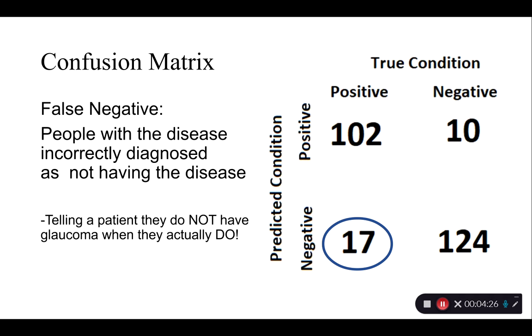Conversely, there's false negatives, people who actually have the disease, but we incorrectly diagnose as not having the disease. This is like telling your mom she doesn't have glaucoma, but then she goes on to lose her vision because of it.